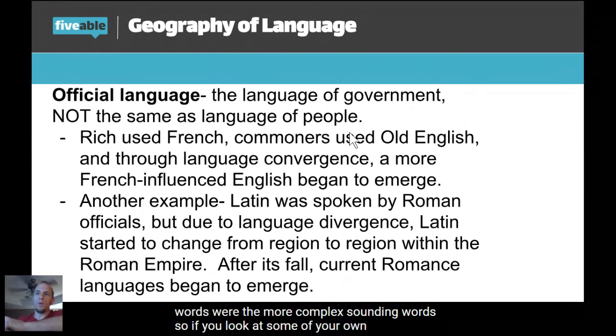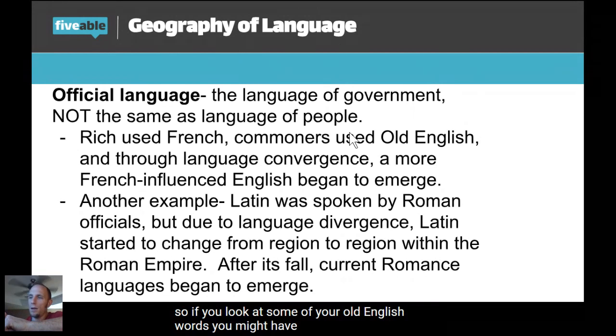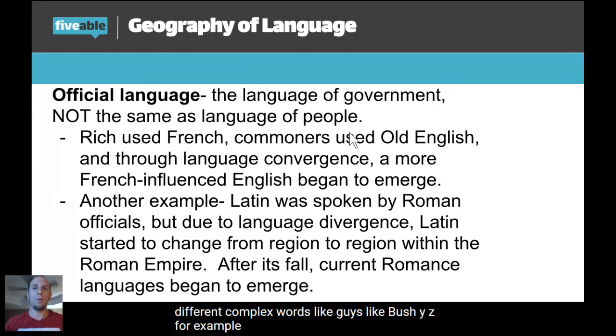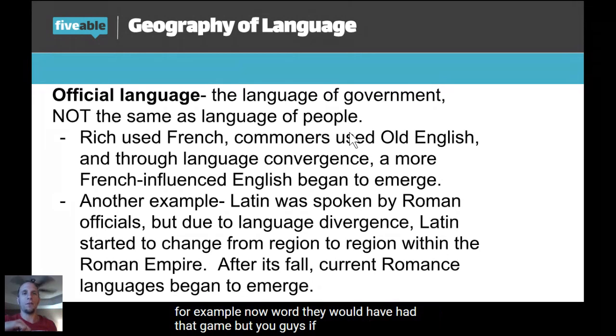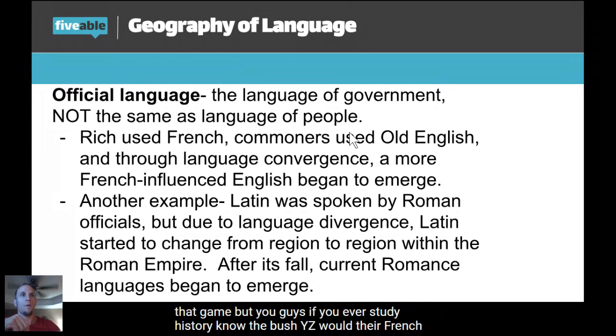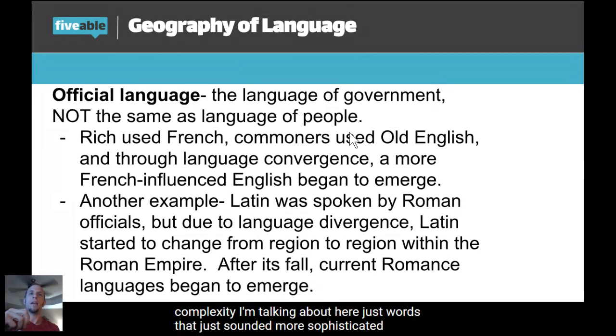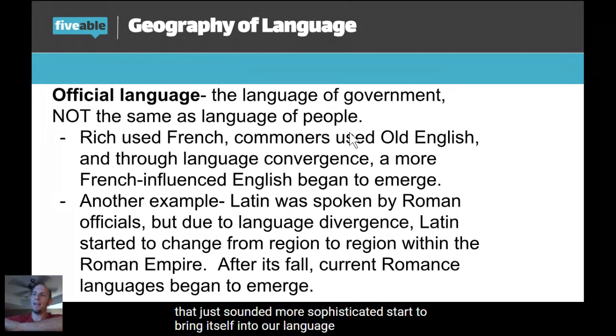If you look at some of your Old English words, I don't even know if I can think of any examples off the top of my head, but they were easy to say, usually short one-syllable words, and then you've got different complex words like bourgeoisie, for example. Not a word they would have had back then, but if you ever study history, you know that bourgeoisie would have been a French word for the middle class. That's the kind of complexity I'm talking about here. Words that sounded more sophisticated started to bring themselves into our language, and it forever changed the way English was going to be spoken.